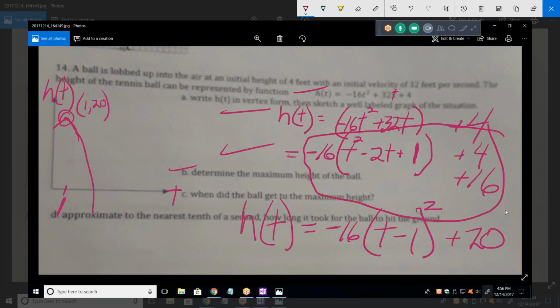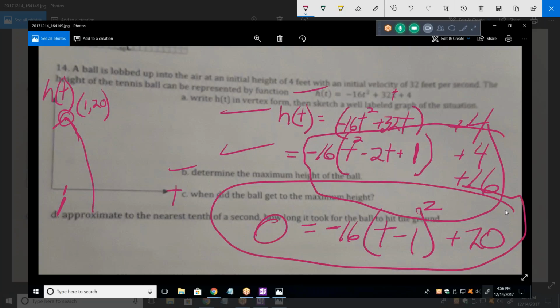Now, we're out of time, but to answer D, when does the ball hit the ground? What's its height going to be when it hits the ground? 0. Okay, so make that 0 and solve that equation. And that will tell you when the ball hits the ground. So all of these projectile motion problems are pretty much the same. You put them in vertex format. That tells you where and when the height occurred. And then where it hits the ground is when the height is 0.